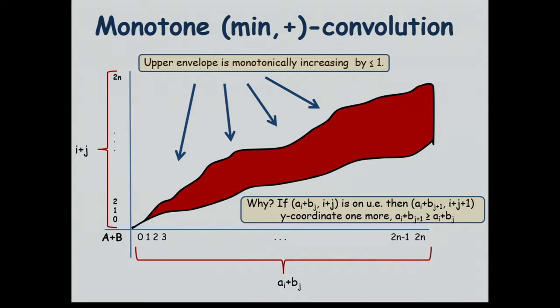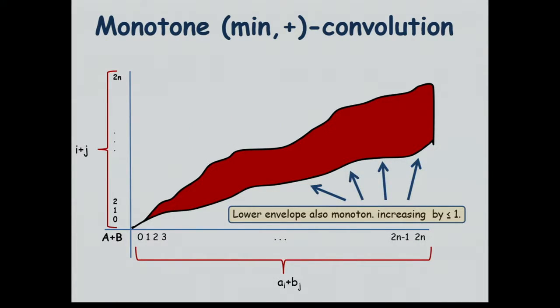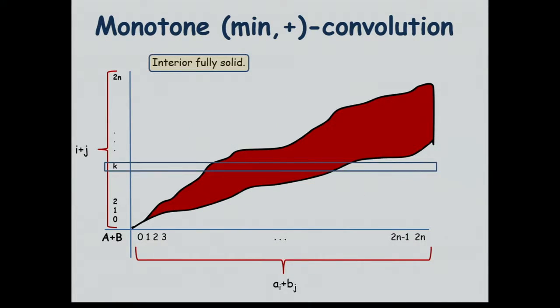So basically every time you move forward a column, you've moved either by the I coordinate or the J coordinate. They can only move by 0 or 1. So it has to be increasing, because as you move forward, it increases, but the change is either 0 or 1. The same is true for the lower envelope, and the interior is fully solid, also for the same reason.